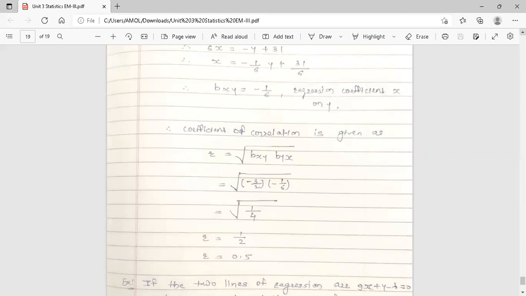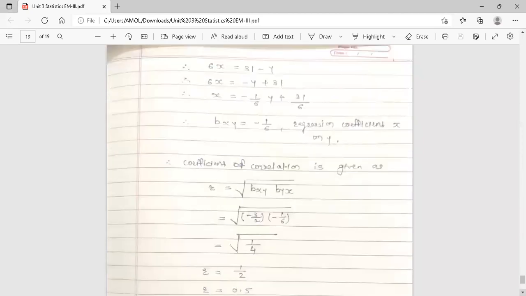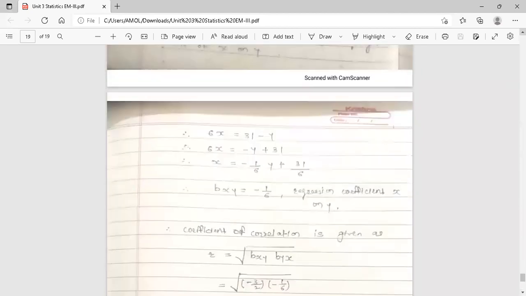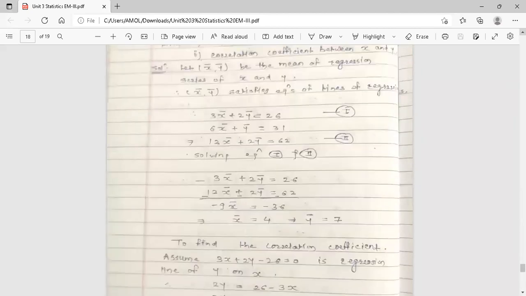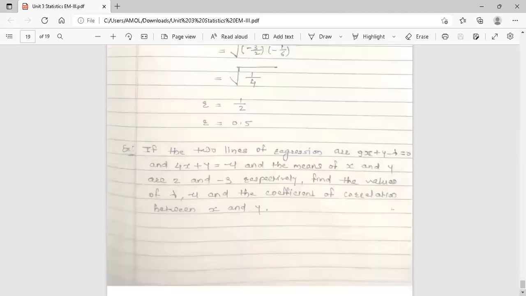In the first equation we assumed it is y on x and the second is x on y. If here your answer, the coefficient of correlation, is greater than 1, then your assumption is wrong. Then you have to interchange the equations, that is, you consider the first equation as the regression line of x on y and the second as y on x. This is the solution in that case. But here the value is r = 0.5, which is less than 1, so our assumption is correct. So this is the way to find the coefficient of correlation.